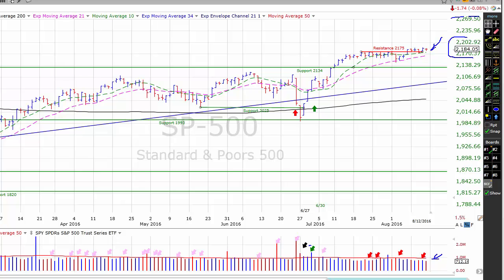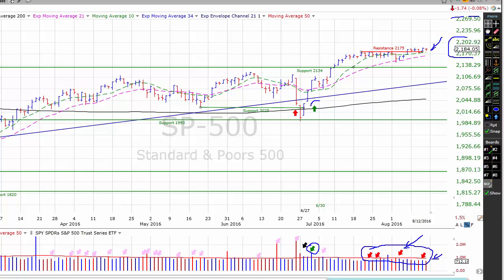We are in a confirmed uptrend on the S&P 500. We have 4 distribution days, none of which is particularly significant with the exception of this one right here. And so distribution, while it should be noted, isn't really a tremendous concern on the S&P.